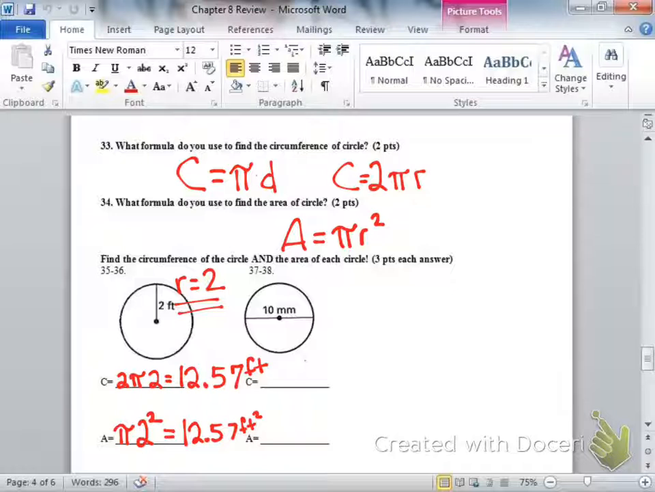If you're not getting that, you might have accidentally squared pi instead of squaring the radius. Yeah. That's what she did. So double check that. You got it. Any questions?